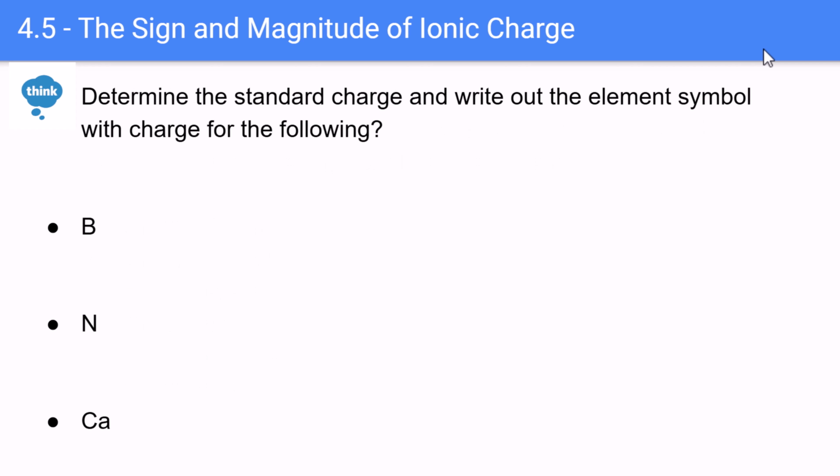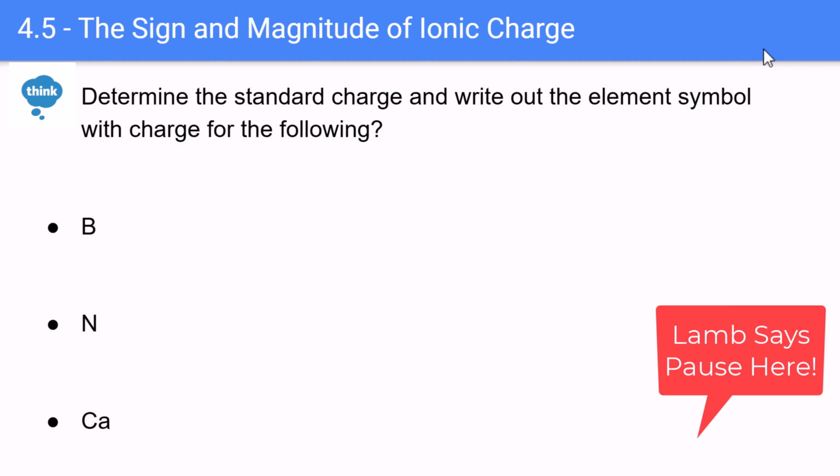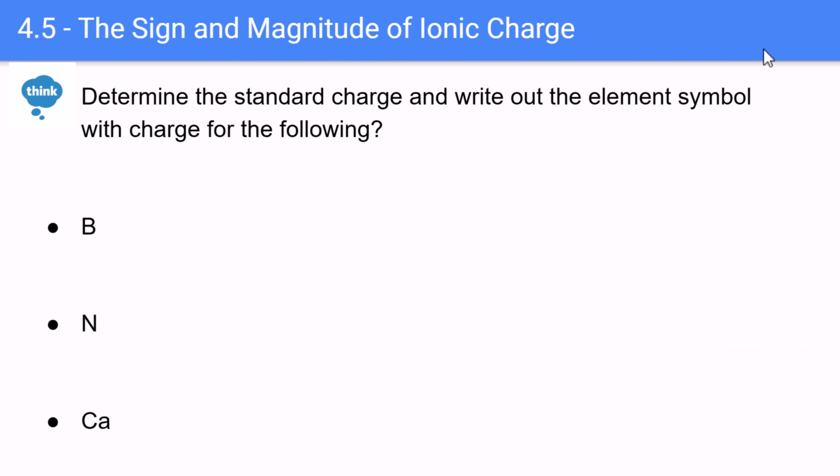So determine the standard charge and write out the element symbol with the charge for the following. So again, it is periodic table based. Take a look at what you've written in the top columns of your periodic table, just like what I asked you to do. Go ahead and write those charges out based off of the group number, and then determine the charges for the following elements based on their periodic table location. Take a moment, we'll come back and discuss. So let's start off with boron.